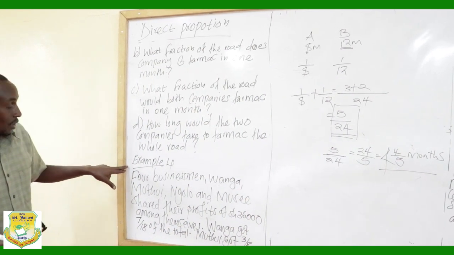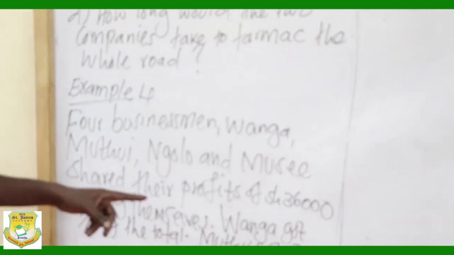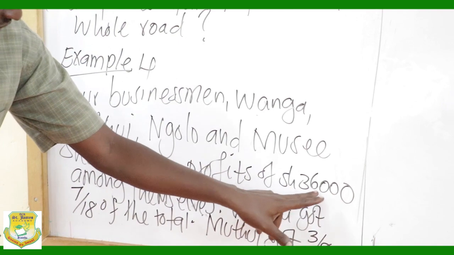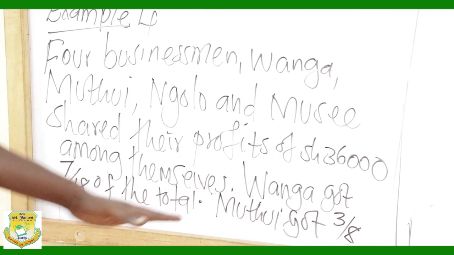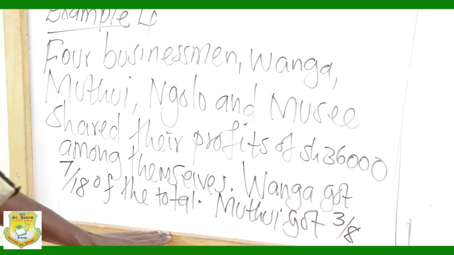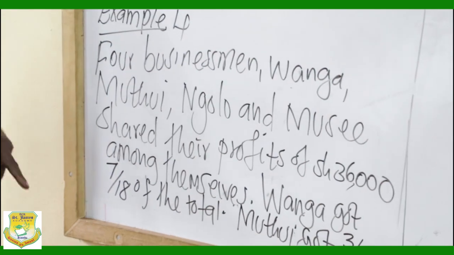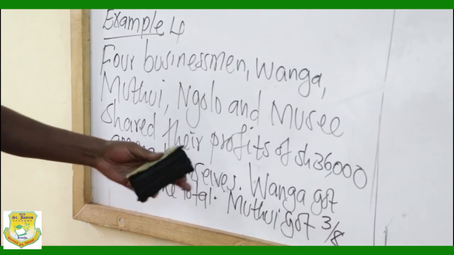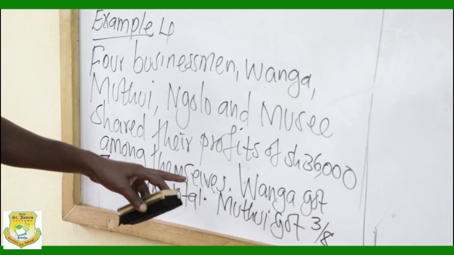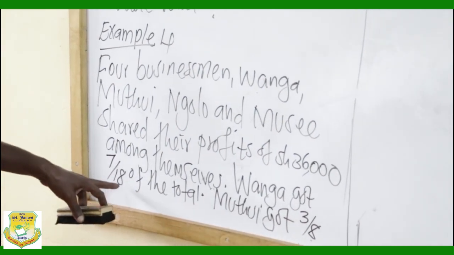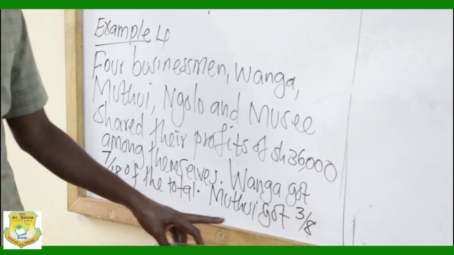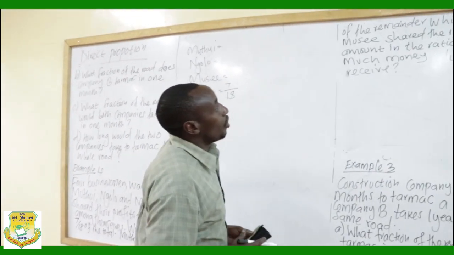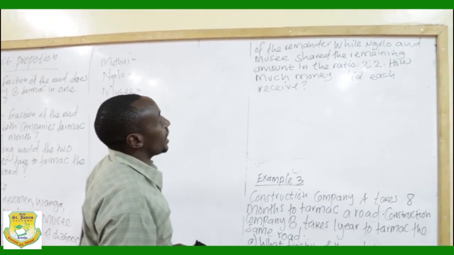Example 4 and the last one. 4 businessmen, Wanga, Mbui, Goro, and Mzee, shared their profits of 36,000 among themselves. Wanga got 7 over 18 of the total. Mbui got 3 over 8 of the remainder, while Goro and Mzee shared the remaining amounts in the ratio 3:2.